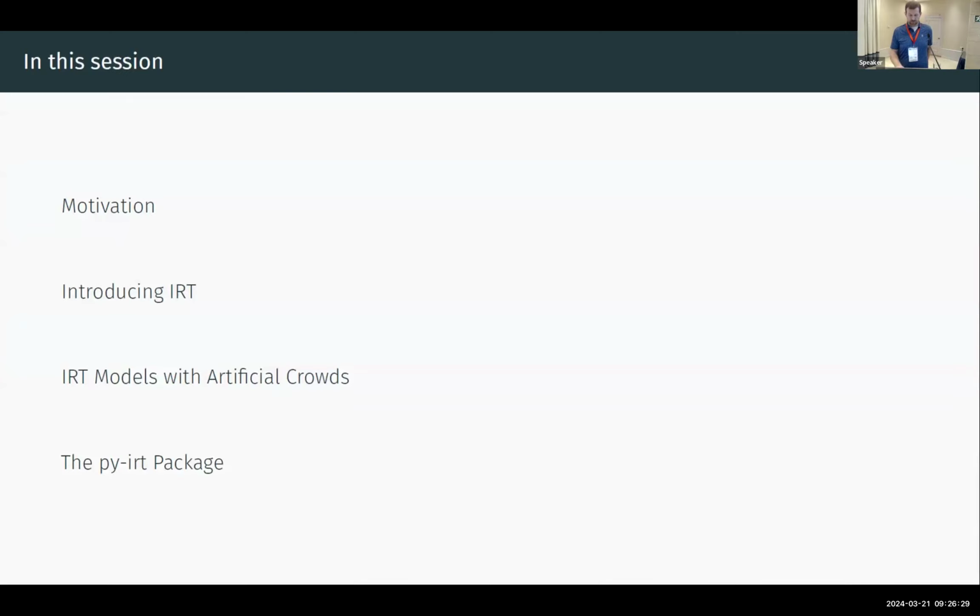Okay, so next, what we're going to talk about is an introduction to item response theory. We'll talk a bit more about how these models are defined, what they look like, some examples, and then lead into more specific applications of item response theory in NLP.